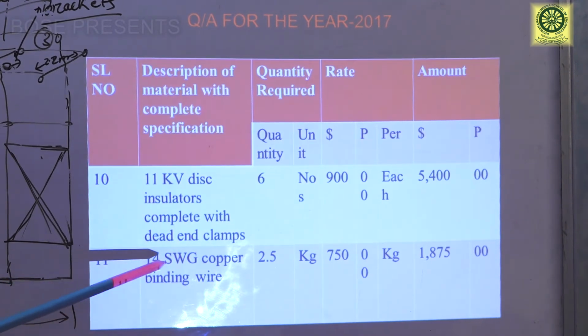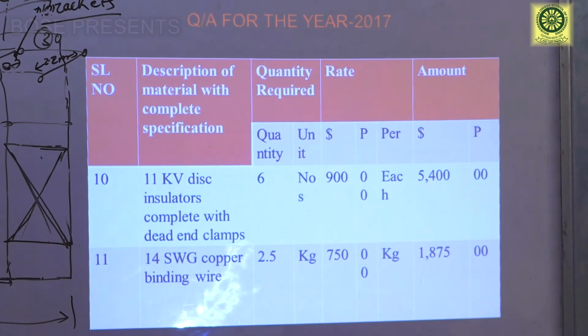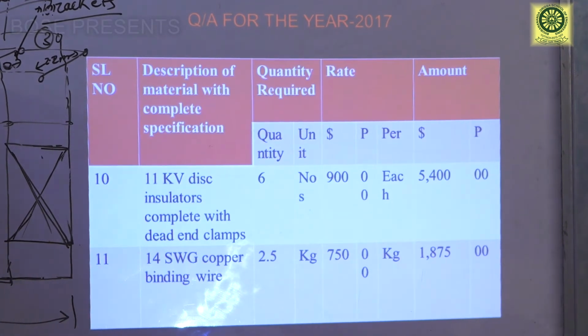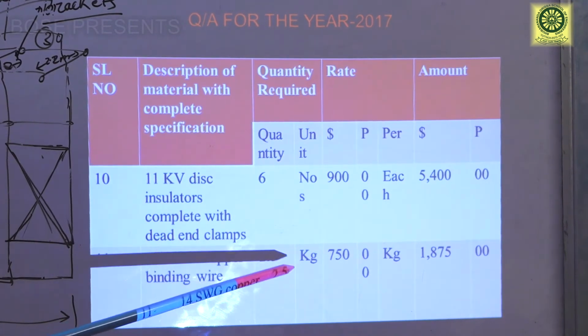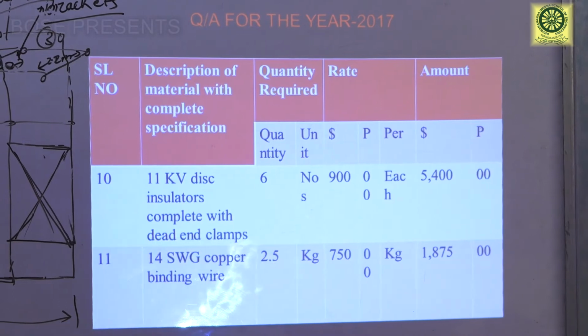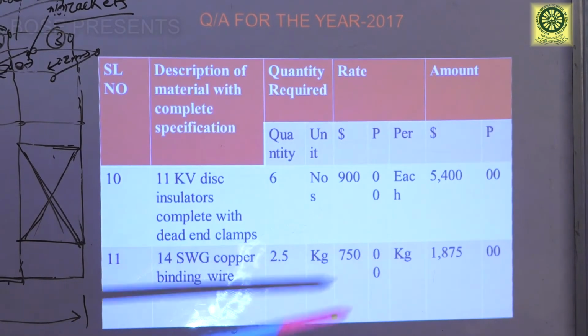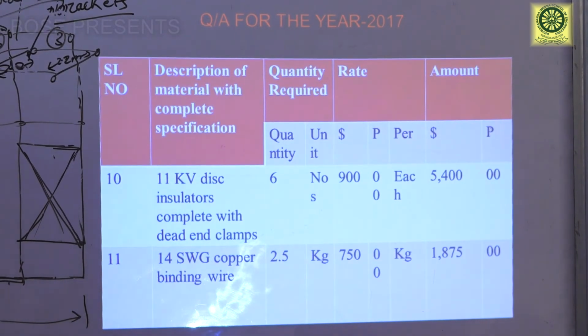Then 14 SWG copper binding wire. Binding wire is used to fix the conductor on the pole and the H-pole structure. It is required around 2.5 kg. Each kg costs 750 and the total will cost 1875.